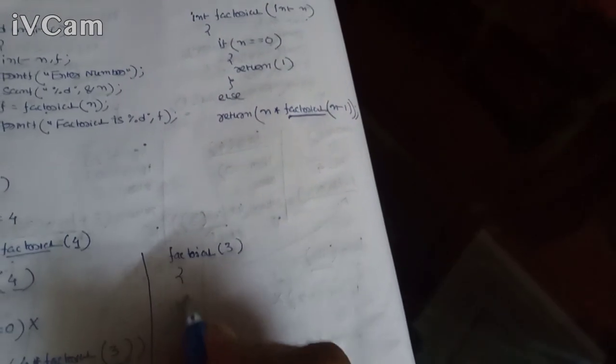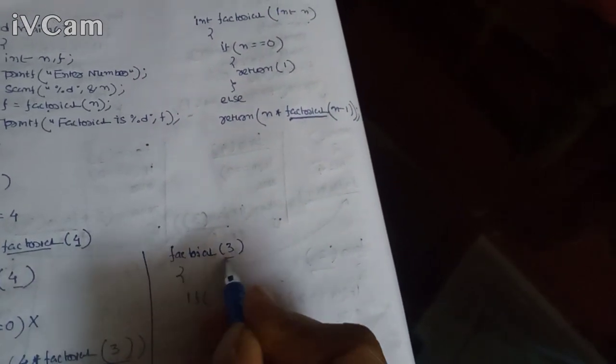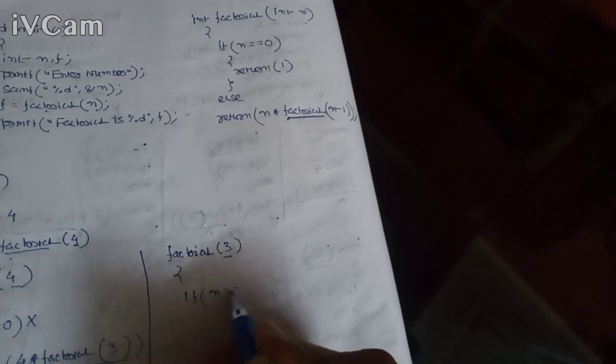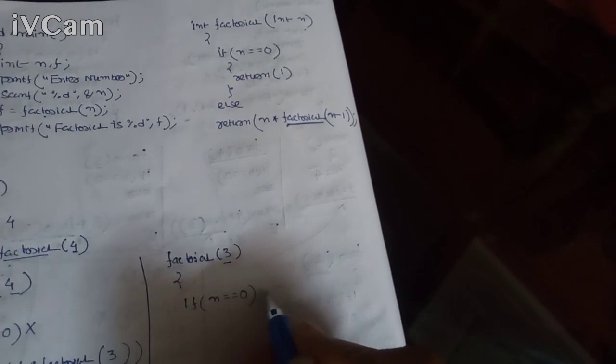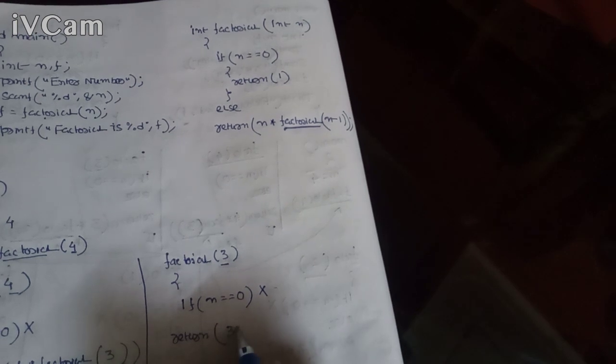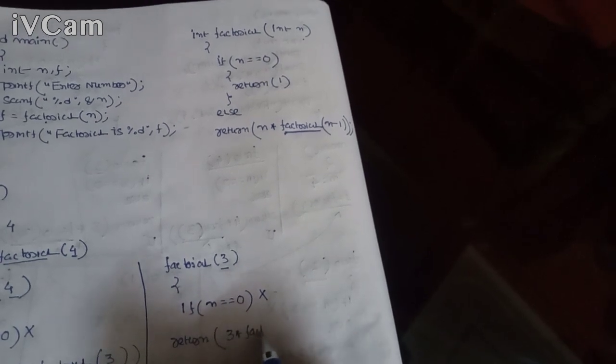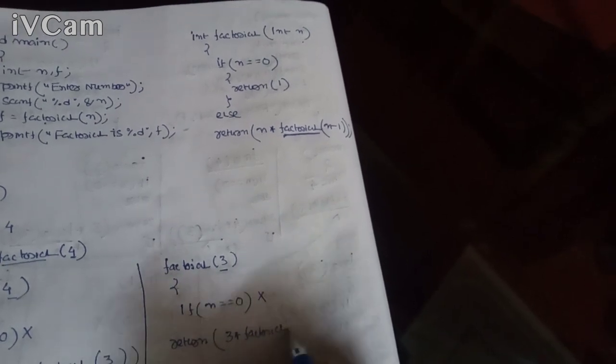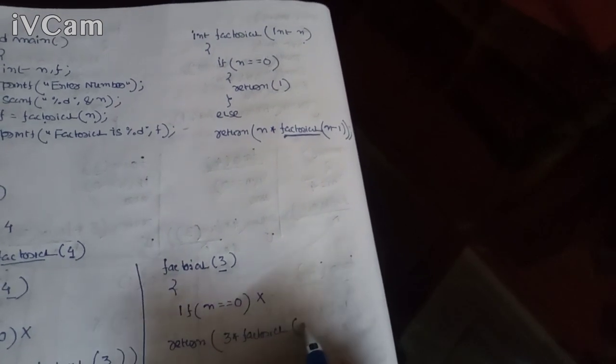So first it will check whether the value of n is equal to 0. Again the answer is no. So it goes to where? That is in the return part, the else part, and it will return what? That is 3 into factorial 3 minus 1, that is 2.